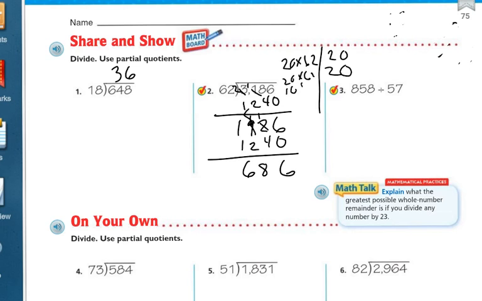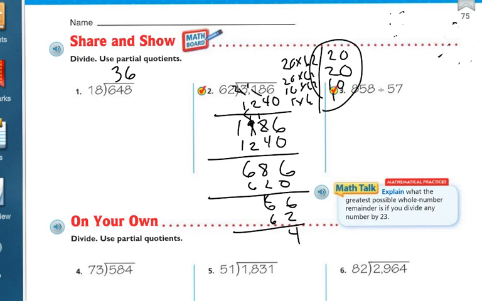Now, I can't take another 20 out, but I can take 10 out, because 10 times 62 is 620. So we're going to do 10. So I'm going to take 620. I get 6. I get 66. I can take 1 more out, because 62 and 66, so I'm going to take 1 times 62, and I get 62, and I get a remainder of 4. So now I have 20, 20, 10, and 1. So that's 20, 40, 51. So my answer is 51 with a remainder of 4.